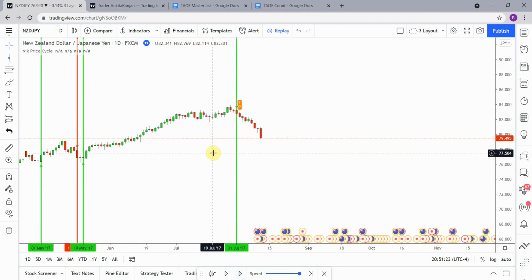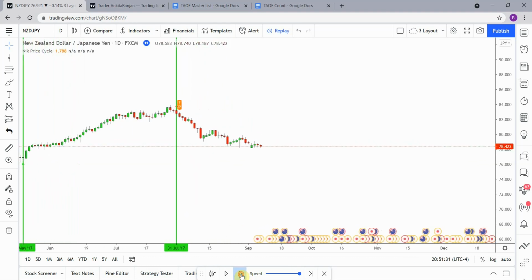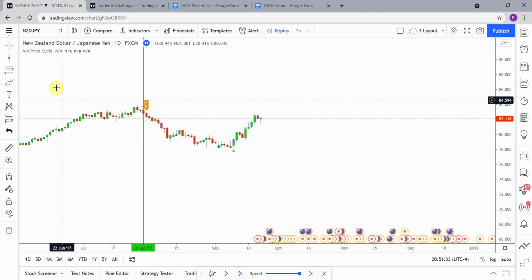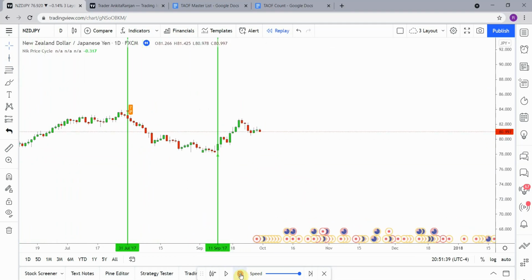Right there. We pick up a short, and again we get to take profit pretty easily on that one. Along here on this side, and once again looks like we get to take profit.